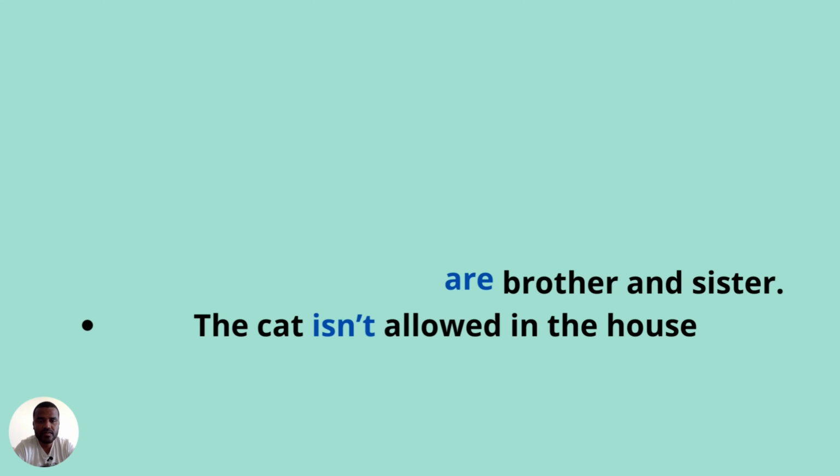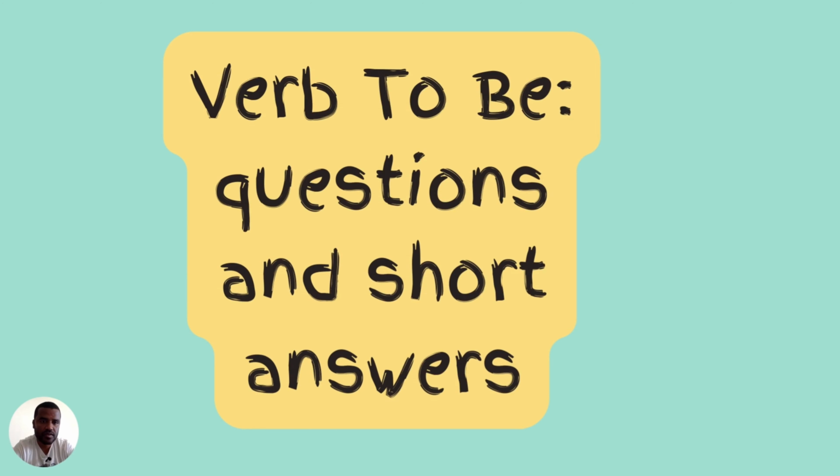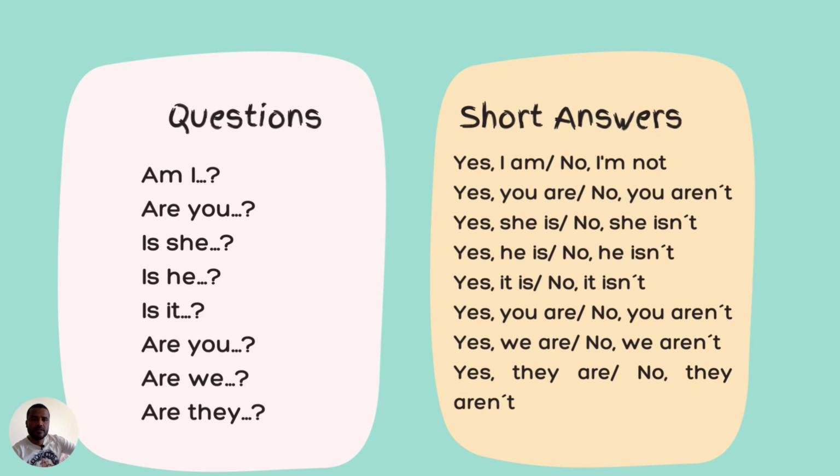Good. Right now we move to the question form. Okay, now we can see how we can make questions with the verb to be. We have, for example, good. Okay, in the verb to be in question form we invert the subject and the verb. Always in questions with the verb to be we try to do inversion of the verb to be and the subject.